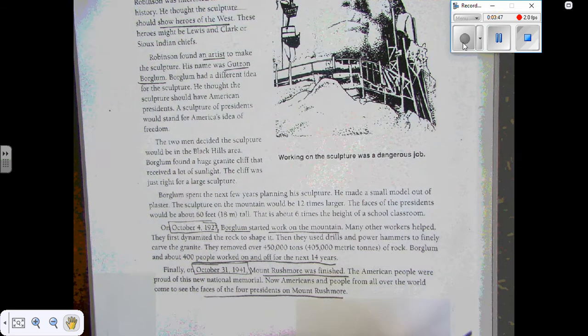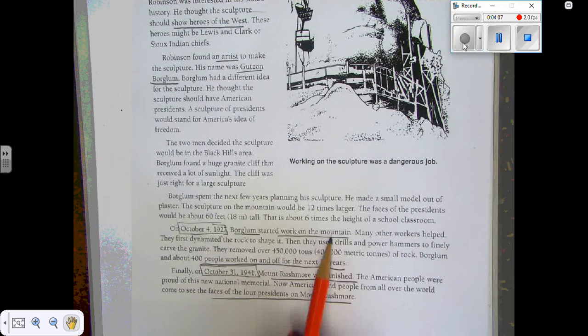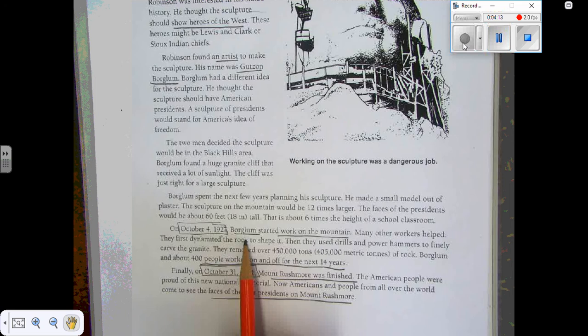Okay, so you should have noticed that there are two other years in this article. So the first one I put a box around was October 4th, 1927. And looking at what information I want to match with October 4th, 1927, I looked at the next part of that sentence where it says Borglum started work on the mountain. And then I realized that's not enough information for me about who this man is, because it's just giving me his last name.